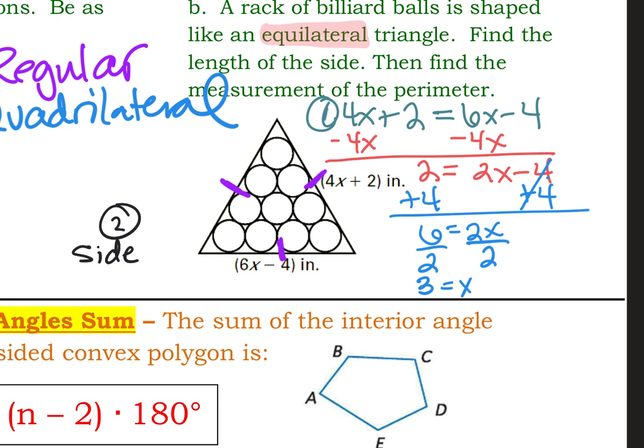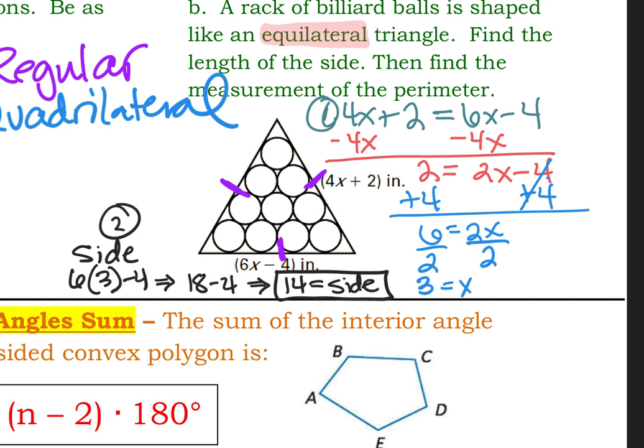I'm going to plug it into either formula. It doesn't matter which one. I'm going to plug it into the bottom since I'm down here at the bottom. So I'm going to do 6 times, this is 6 times x minus 4. What is our x? Our x is 3. Good. So 6 times 3, take away 4. 6 times 3 is 18. Good. 18 take away 4. What does that give us? 14. So 14 is your side.